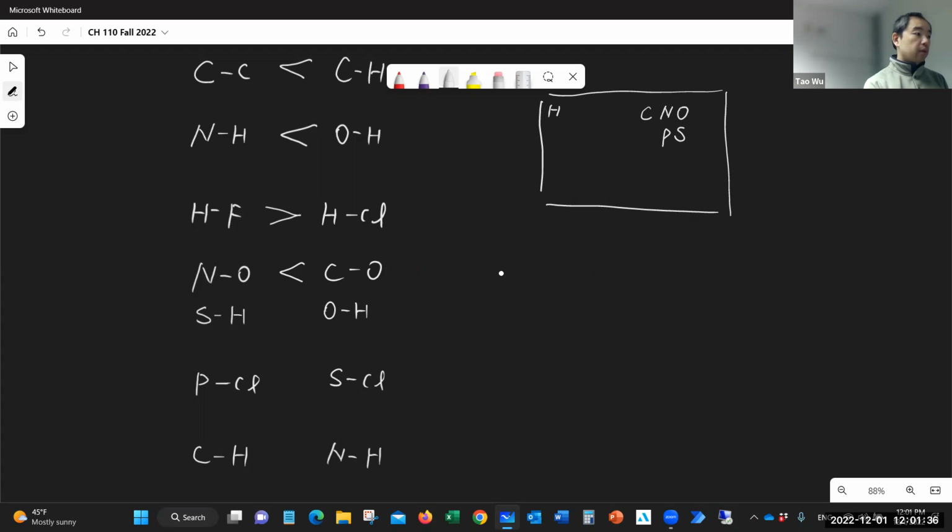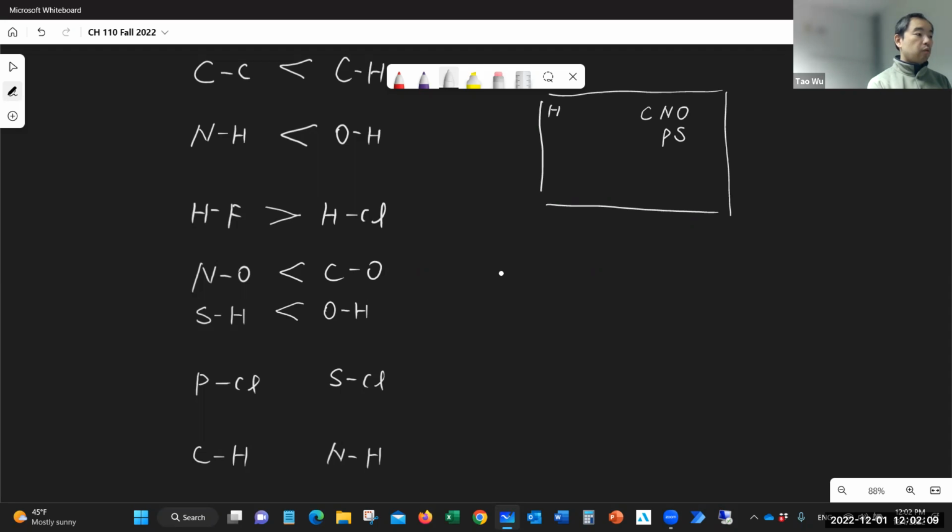Okay, now you can see the first one, sulfur-hydrogen and oxygen-hydrogen. Sulfur is over here, oxygen is over here. Oxygen is stronger than sulfur. Hydrogen is over here. The difference between sulfur and hydrogen should be smaller than between oxygen and hydrogen, because oxygen has a higher number and is bigger than sulfur. So the hydrogen-oxygen bond should be more polar than sulfur-hydrogen.